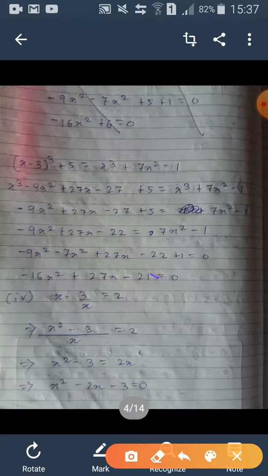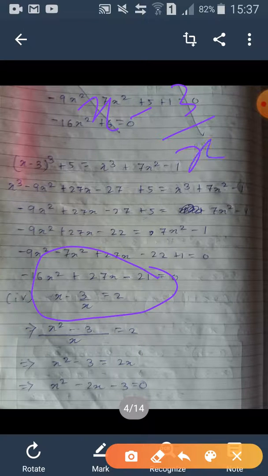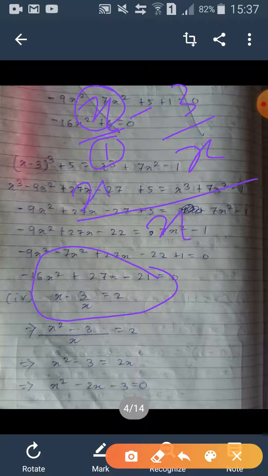Here they have asked us to check whether x minus 3 by x is equal to 2 is a quadratic equation or not. So first I'll take the LCM as x, and finally I get x square minus 3. Just to show you how I get to x square minus 3: for x minus 3 by x, we take x as the LCM. Here it is x by 1. 1 into x is x.